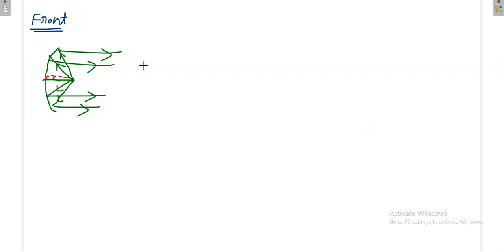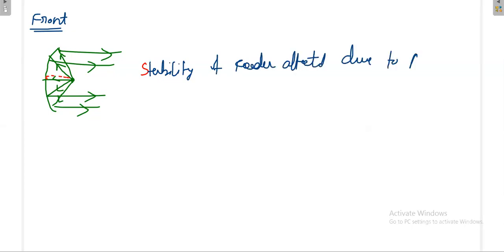Stability of the feeder is affected due to reflection. One more thing I want to point out here, which is not related to the front feed, I will discuss later. Now I will do the classification alone first.